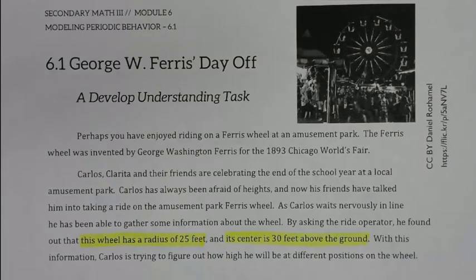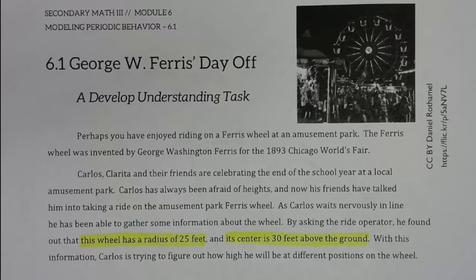So in this situation, we have a Ferris wheel, and we have some people who are going on a Ferris wheel at an end of school year amusement park trip. And this guy, Carlos, is going to be riding this ride. We have some important information about the ride itself in that the wheel has a radius of 25 feet and its center is 30 feet above the ground. And we're going to try to figure out how high above the ground he's going to be at different positions on the wheel.